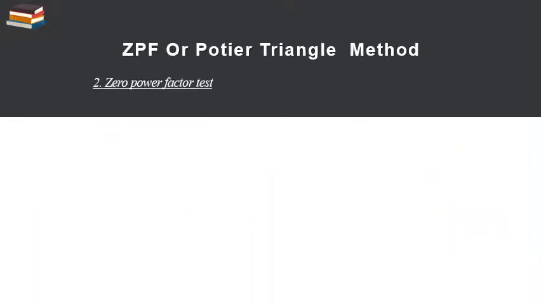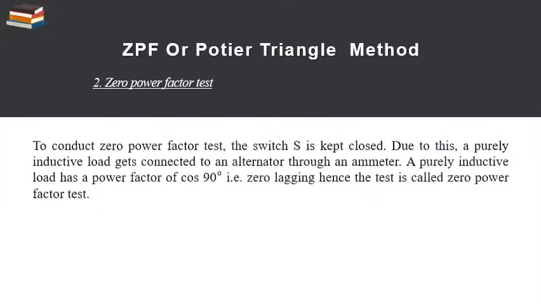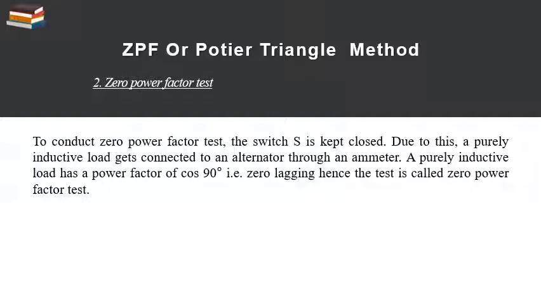The next is test 2, zero power factor test. To conduct zero power factor test, the switch S is kept closed. Due to this, a purely inductive load gets connected to an alternator through an ammeter. A purely inductive load has a power factor of cos 90 degree, that is 0 lagging, hence the test is called zero power factor test.